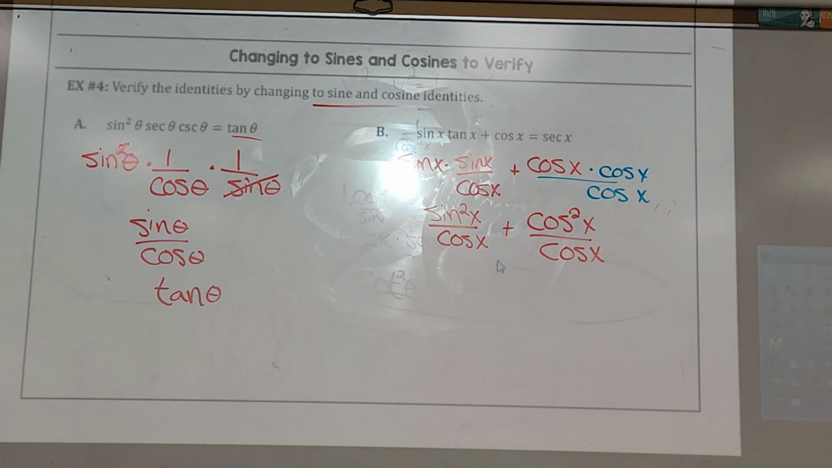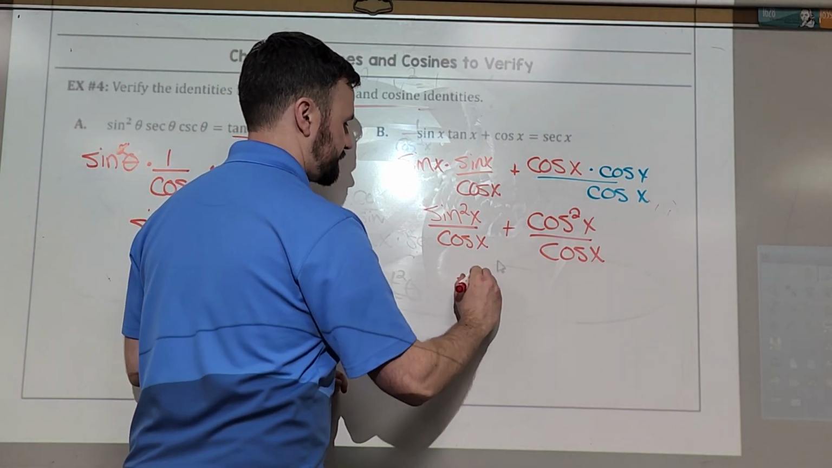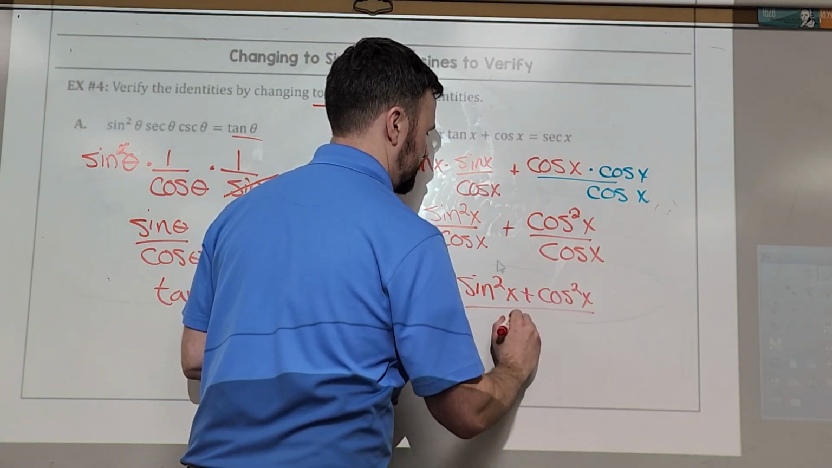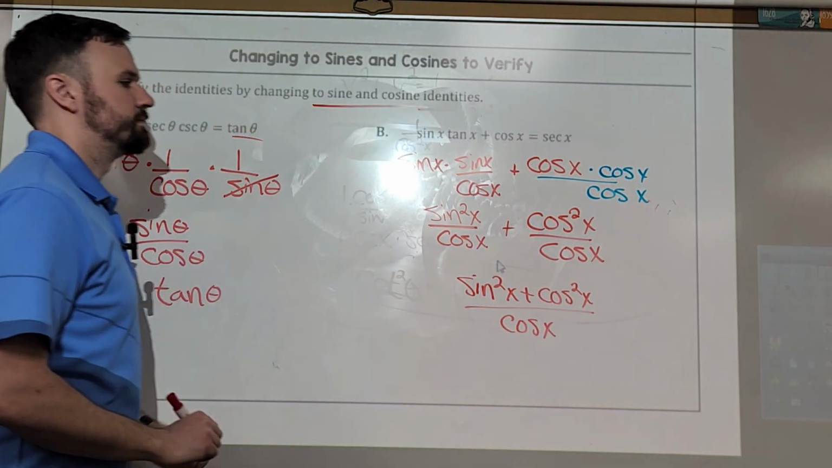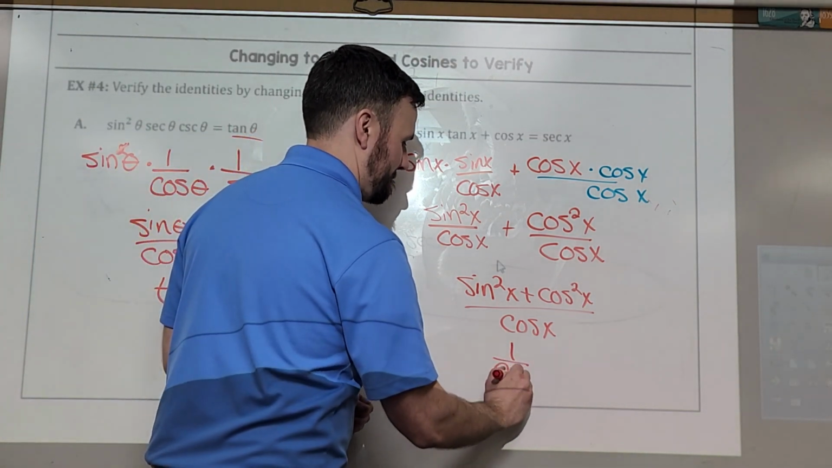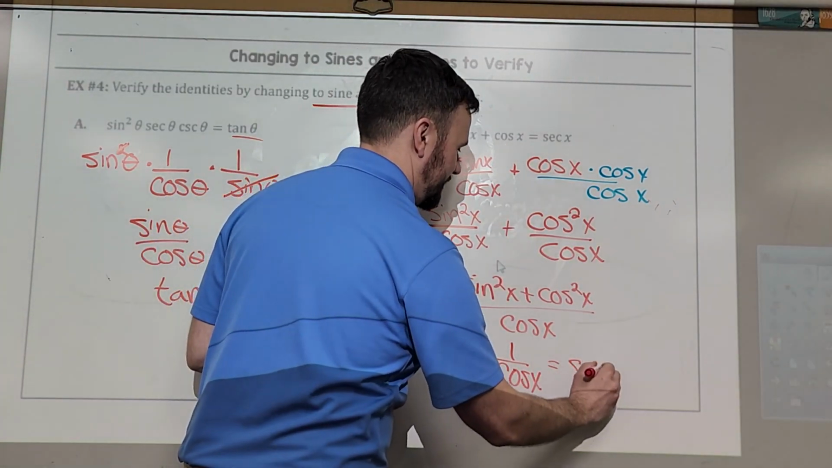I want you to stop for a second and look at this. Any questions why I did that? Now, if they have the same denominator, can I combine the top? Right? Now, according to my identities that we proved with the Pythagorean theorem, what is sine squared plus cosine squared? 1. And 1 over cosine is secant.